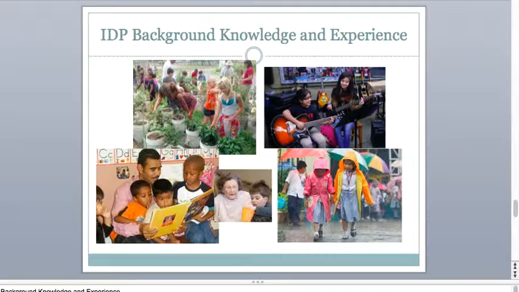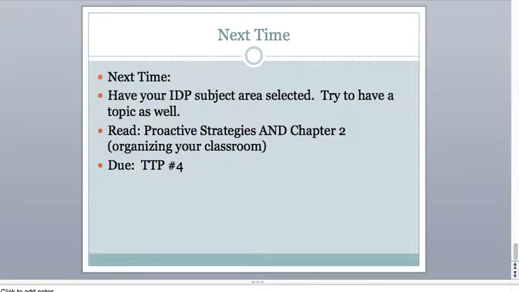Now, what's coming up? Okay, so next time we get together, you'll need to have your IDP subject area selected and try to have a topic as well. So you might be doing math, geometry, or you might be doing science, life cycles of a plant. Try to have that, because the next time we get together, we're going to be really focusing on how to do learning goals and objectives, that other chart in your IDP.